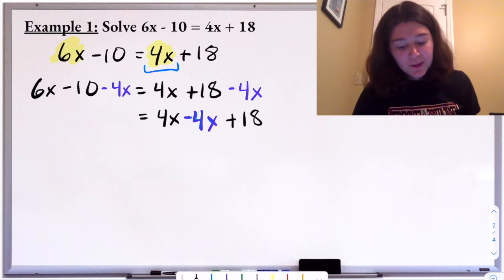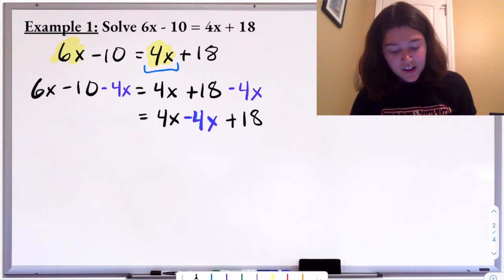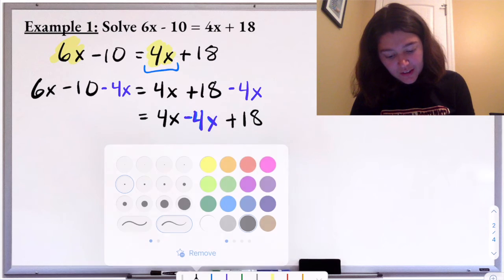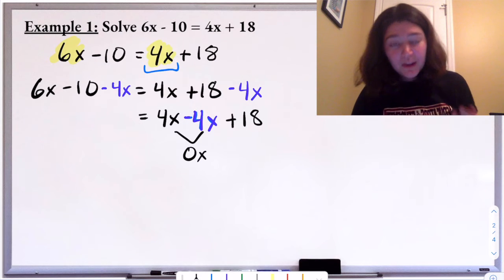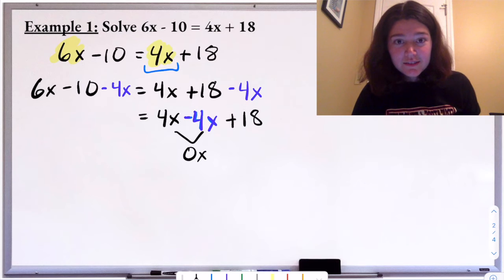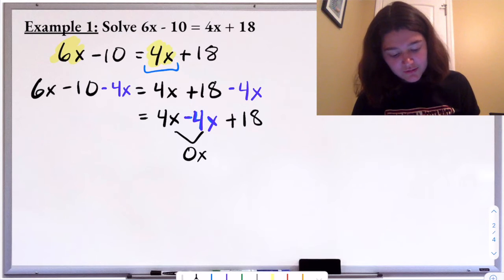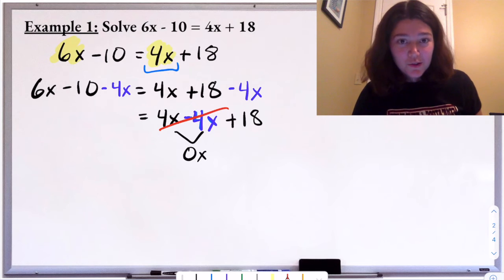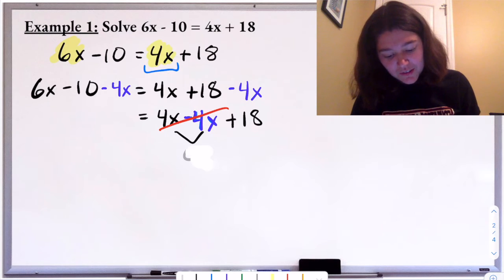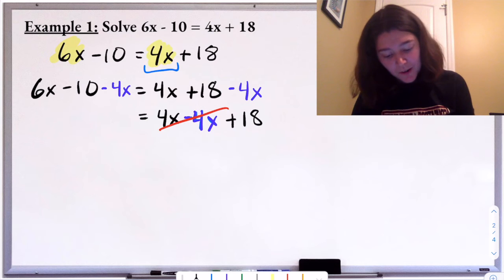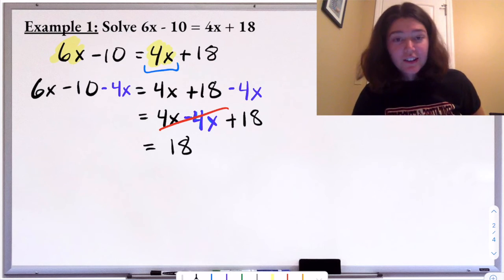So 4x minus 4x. I do 4 minus 4. 4 minus 4 is 0. So this is just equal to 0x, but 0 times anything, so 0 times x, is just 0, so this whole thing just goes away. Okay, 4x minus 4x is 0, so I've successfully gotten rid of my variable on my right-hand side, and I just get 18 here on the right.